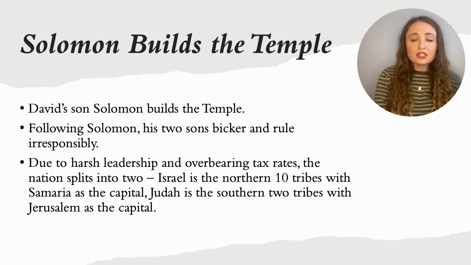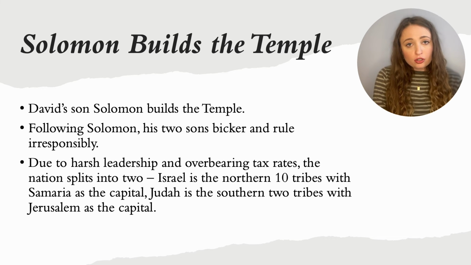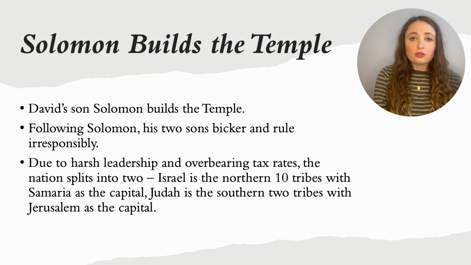But then coming to David's son, Solomon was the one to build the temple. And the temple then becomes the center of Jewish life. It is where God and man come together. It's where God's presence is made known to the Israelites. And so it was Solomon who built this temple. But then after Solomon, his two sons were not good rulers of the people. And so then, due to bad leadership and due to these overbearing taxes, the nation splits into two.